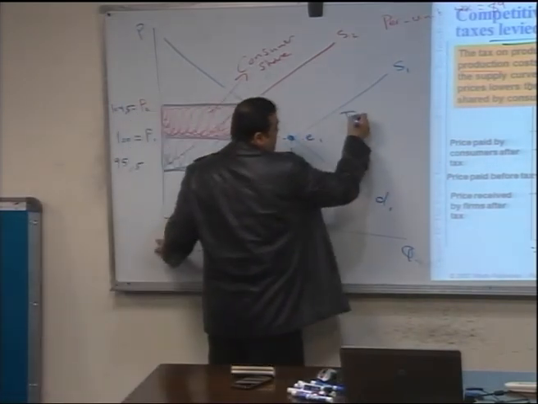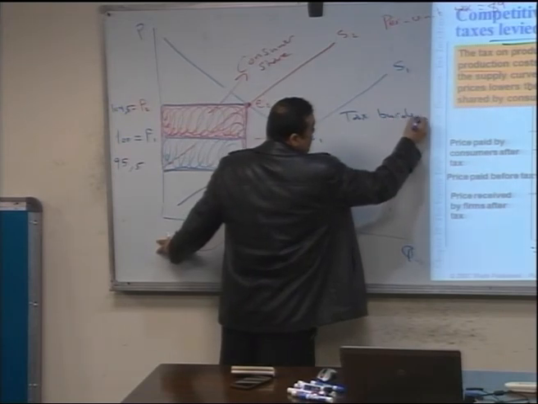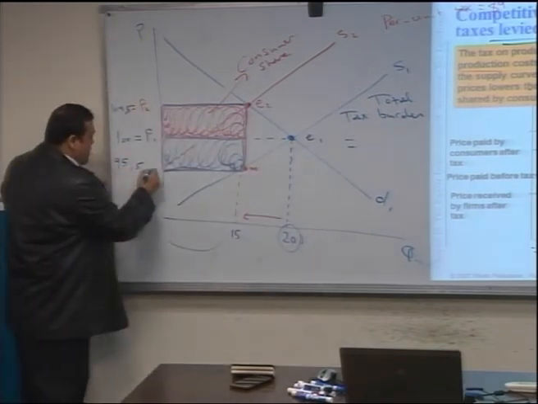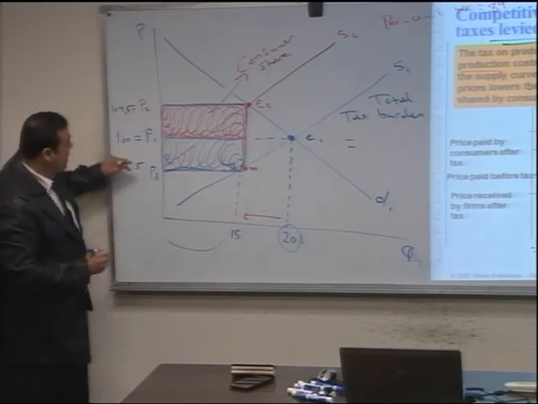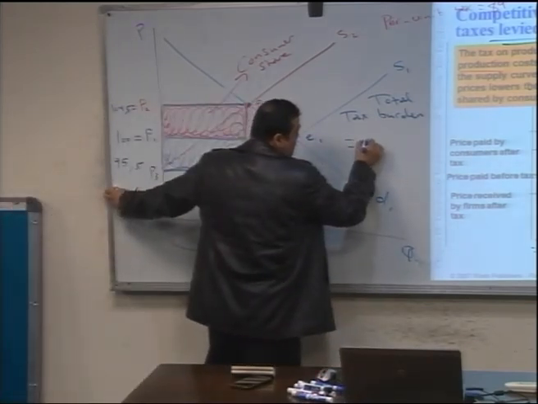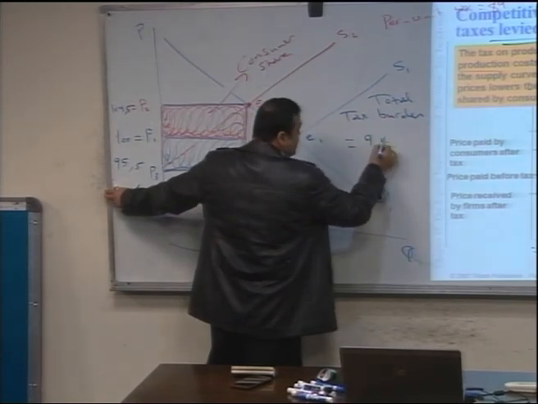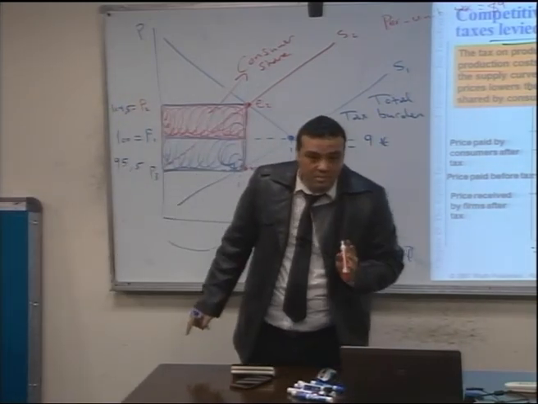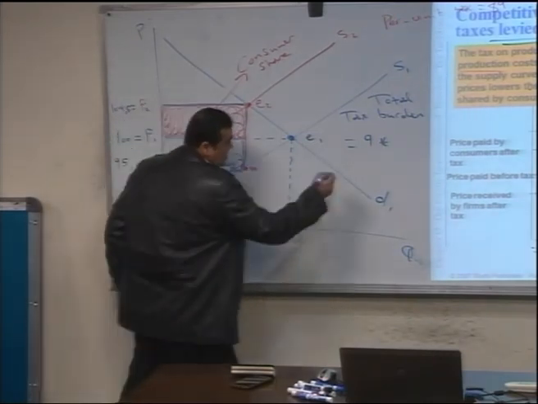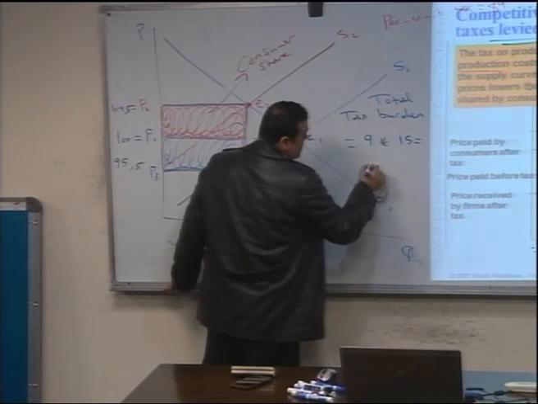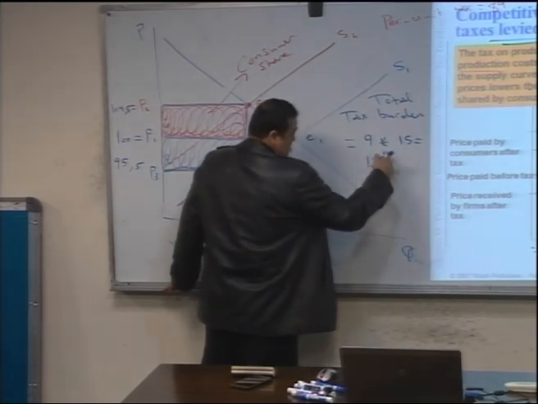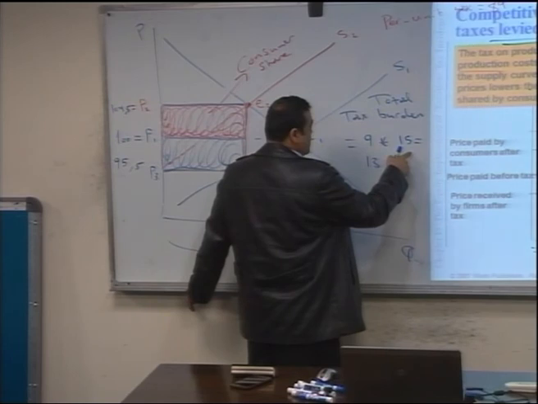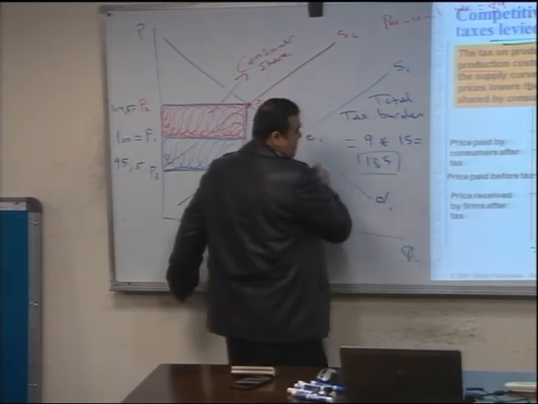So total tax burden equals P2 minus, let us say, P3 here, which is 9, the per unit tax, times the quantity after tax. After tax quantity equals 15, so 9 times 15 equals 135.